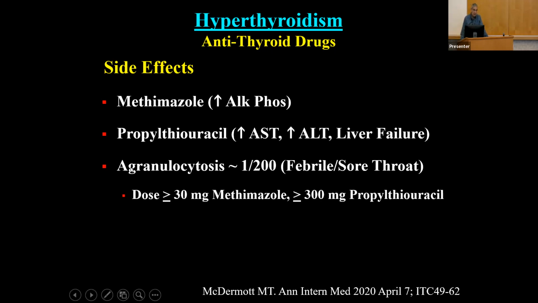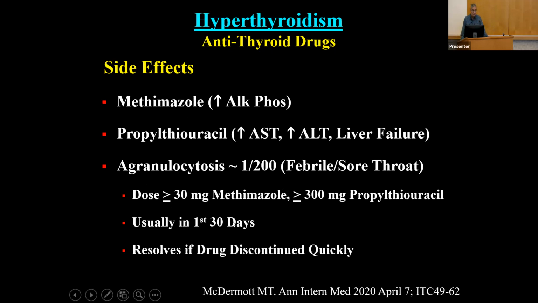So when does agranulocytosis occur? It doesn't occur with low doses. It's usually methimazole 30 milligrams or more, or propylthiouracil 300 milligrams or more. It's still just 1 out of every 200 people, but it concentrates in people on the higher doses. It almost always happens in the first 30 days. So if you're seeing somebody 3 months later, they're probably not going to get that condition. And it resolves very quickly if you stop the drug. That's why we ask people to go get a CBC. And if they don't, and they maintain that agranulocytosis, it may become permanent, and you're going to have to call your hematology friends to help you out.